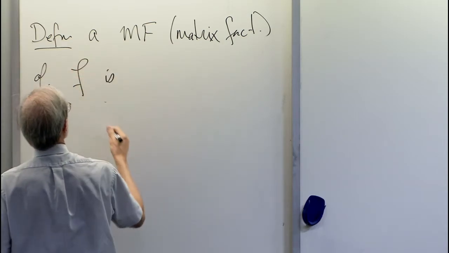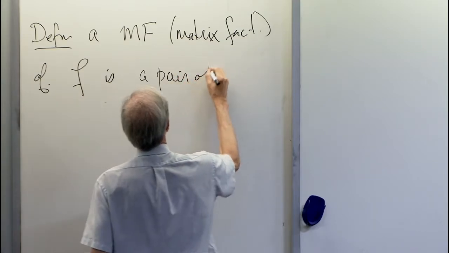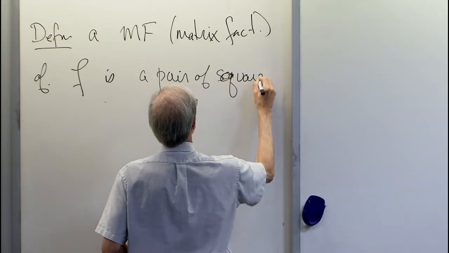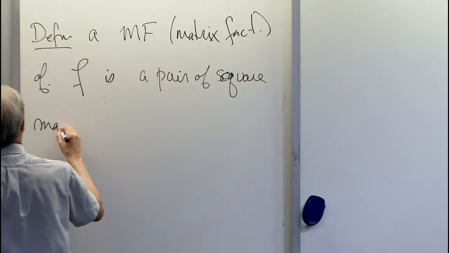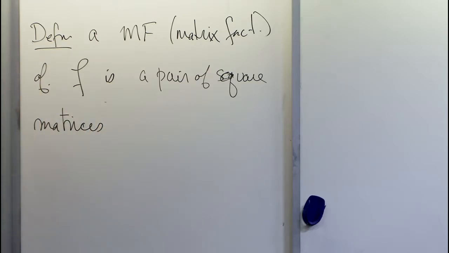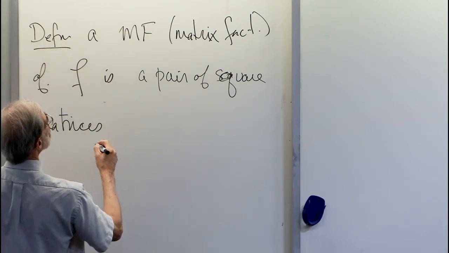F is a pair of square matrices. Now, I said a polynomial f, and you could do that. We could also do it with power series. We could do it with elements of a regular local ring. There's a homogeneous theory. I'm sort of going to ignore those refinements for the moment. If you want to be more precise than I am, let's think of this as a power series, square matrices.